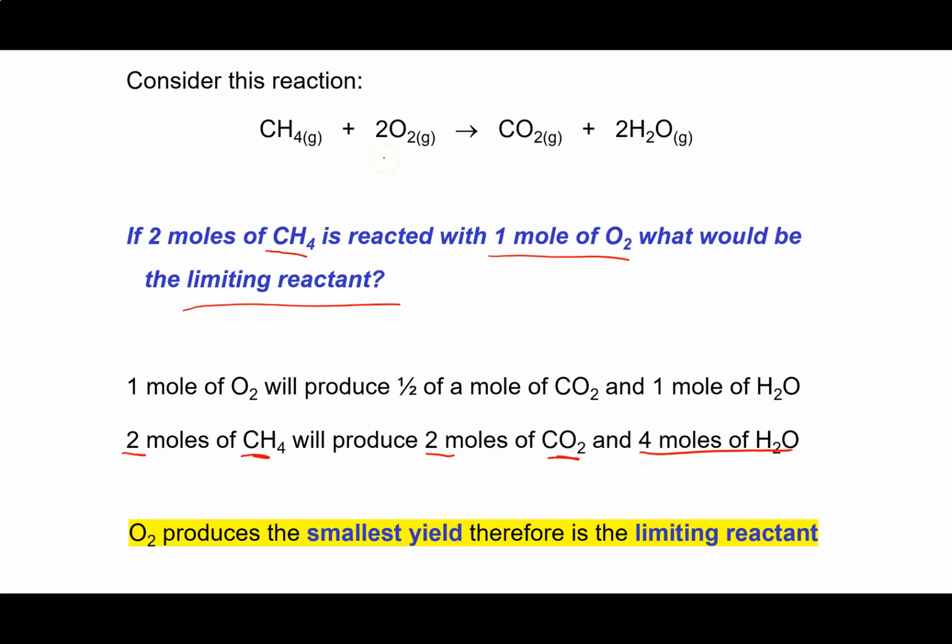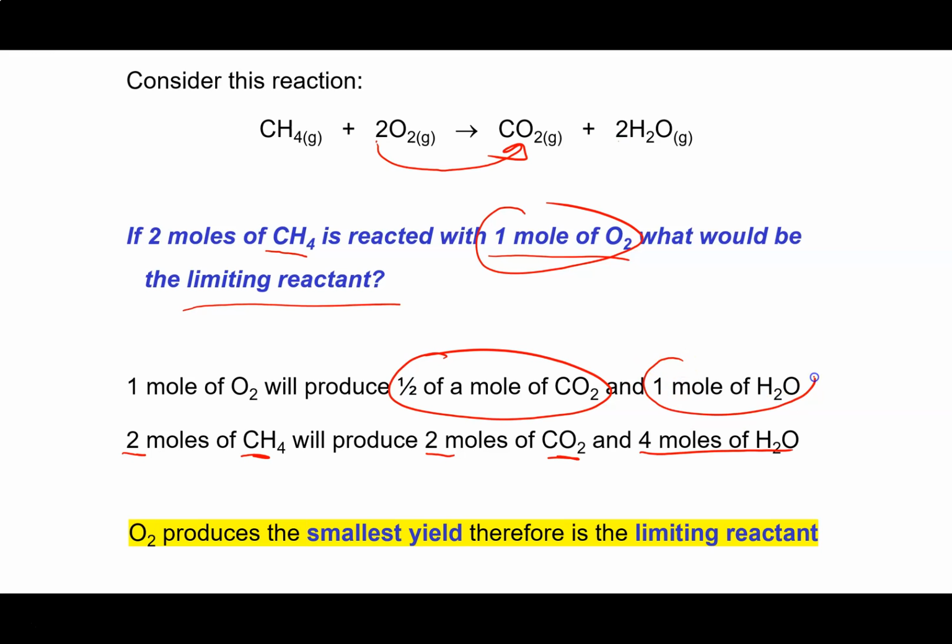What about if all of the oxygen was used up? Well, I've got 1 mole of oxygen, so that could give me half a mole of CO2, and then 1 mole of oxygen could give me 1 mole of water, because they're in a 1-to-1 mole ratio. So if all of my oxygen could be used up, I could get half a mole of CO2 and 1 mole of water. Now, what did we say? You can identify the limiting reactant because it is the one that produces the smallest amount of product. So it's pretty clear in this case that O2 is our limiting reactant because it produces the smallest yield. And so that's really easy.